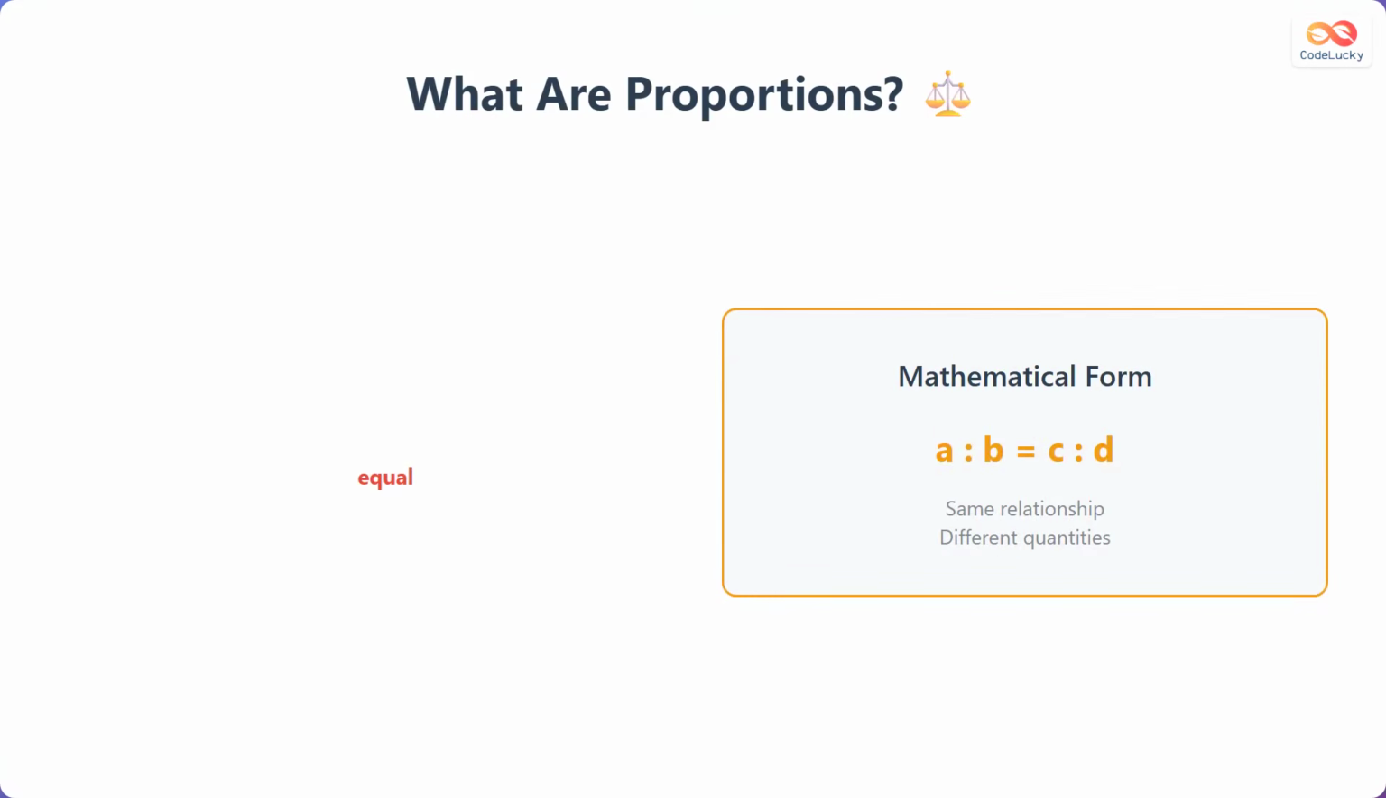Now let's explore proportions. A proportion is simply 2 ratios that are equal to each other. In mathematical form, we can write it as A is to B equals C is to D. This means that the relationship between A and B is the same as the relationship between C and D. They are different quantities, but they have the same relationship.